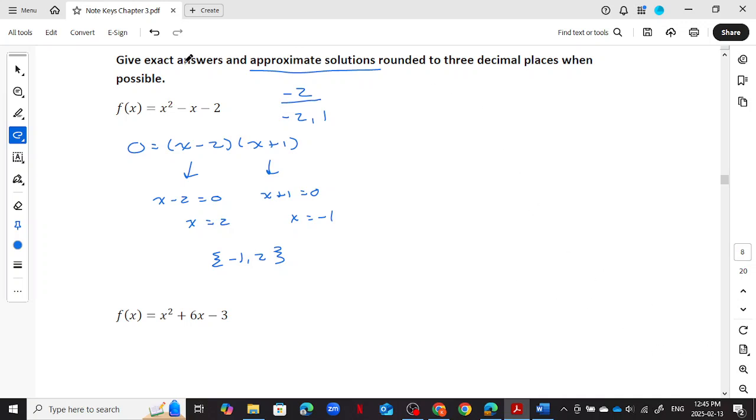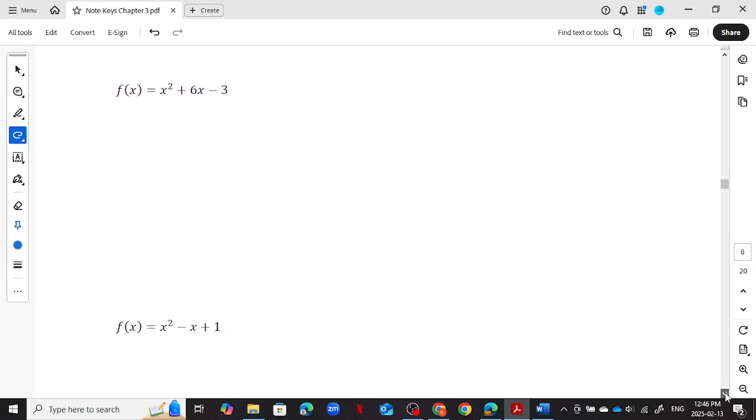Awesome. So notice it says give exact answers and approximate solutions rounded to 3 decimal places when possible. This question, it wasn't possible, right? They would be silly to put 0.000. So this is one of those scenarios, not possible. Let's move on to question number 2.